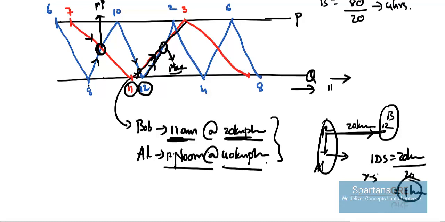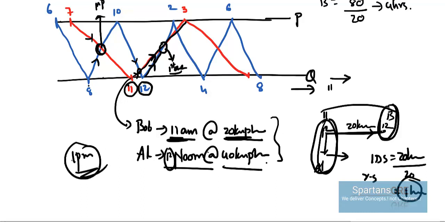So 1 hour from when? 1 hour from 12 noon, right? You have to take the latest instance from which we are calculating. Bob started at 11 and by 12 Bob will be here, and by 12 A will be here. So we are calculating this meeting time or overtaking time from 12. So it will be 1 hour from 12, so it will be 1 p.m. in the noon. So your answer will be 1 p.m., right? So let's move on to our next question.